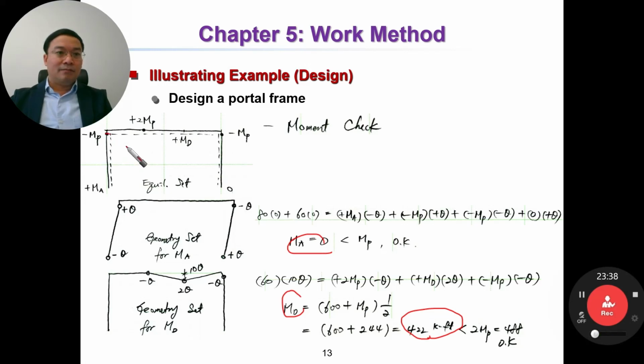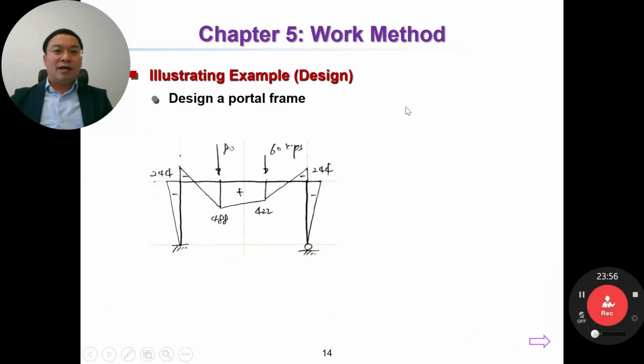And here MP equal to 222, and it is 2MP equal to 488, and here MP and here 0. Then we have the moment diagram of the given structure. Okay, of the given structure. This is the moment diagram. MA equals 0 and MP here, and 2MP and MD and MP here. Okay, and 0. Then we have the moment diagram.